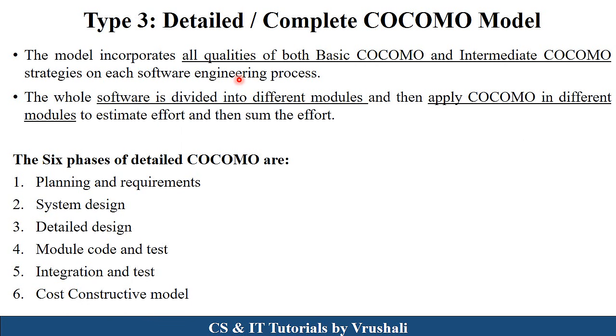Now, the next type of COCOMO model is the detailed or complete COCOMO model. Basically, this model is a combination of both the basic and intermediate COCOMO models. Here in the detailed COCOMO model, software is divided into different modules or activities. See here: first there is a planning and requirement phase, system design phase, detailed design phase, then module code and test phase, integration and test phase, and cost constructive model. So the detailed COCOMO model applies to these different phases of the software development lifecycle. They use formulas of the basic and intermediate models as per the requirement.